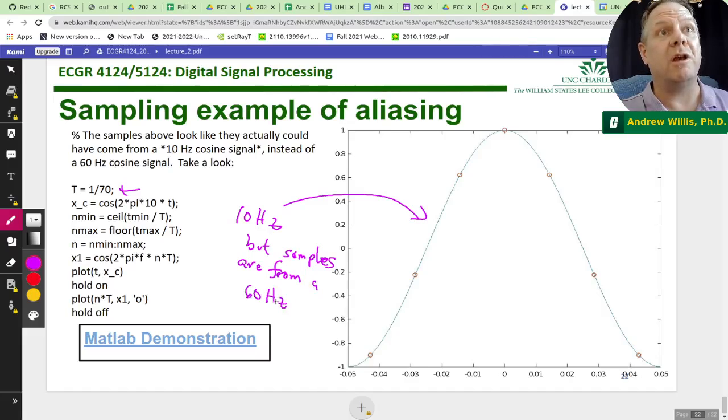And so this is an example of what you don't want. You sample the signal and it now looks like a signal different from the signal that you had originally. This typically happens when you sample at a rate that's too slow, or the amount of time between one sample and the next is too long, or your sample period is too large, or equivalently, since frequency is the inverse of that, your sample frequency is too small.